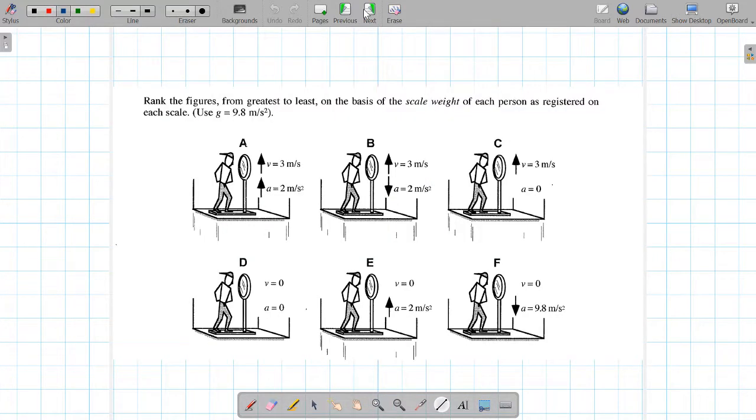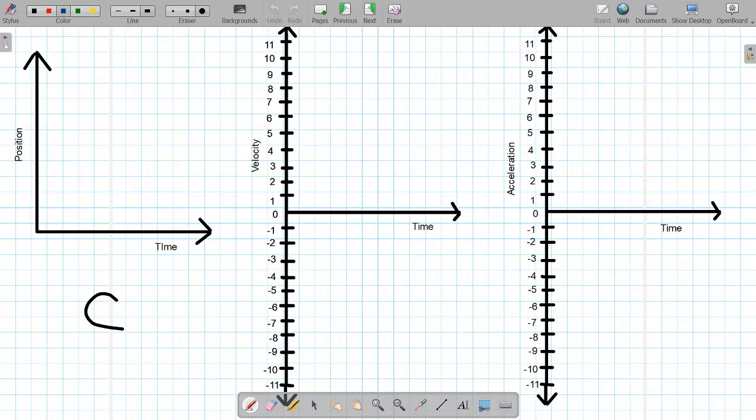Okay. So in situation C, if you notice, my velocity is positive 3 meters per second. And what is my acceleration? My acceleration here is 0. Okay, if you guys remember, acceleration of 0 means I'm moving at a constant velocity. So how does a constant velocity look on a position time graph? Okay, so come over here. Constant velocity looks something like this.